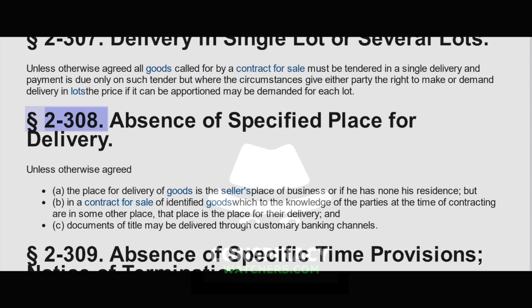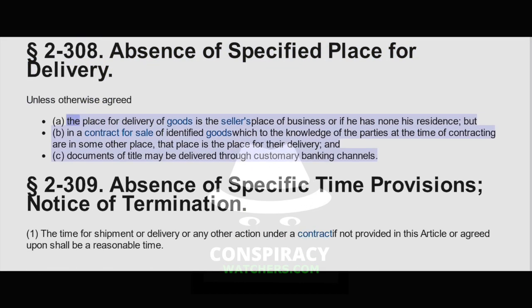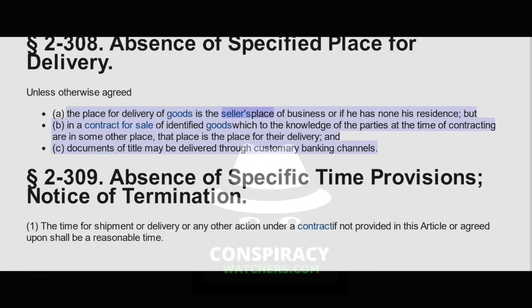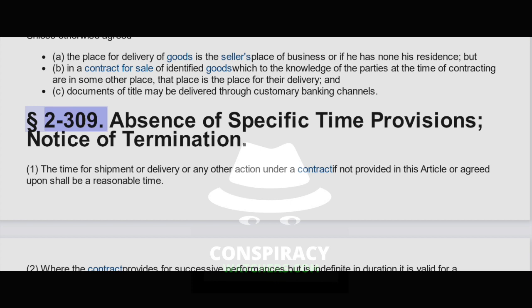Section 2-308. Absence of specified place for delivery, unless otherwise agreed. The place for delivery of goods is the seller's place of business, or if he has none, his residence, but in a contract for sale of identified goods which to the knowledge of the parties at the time of contracting are in some other place, that place is the place for their delivery, and documents of title may be delivered through customary banking channels.